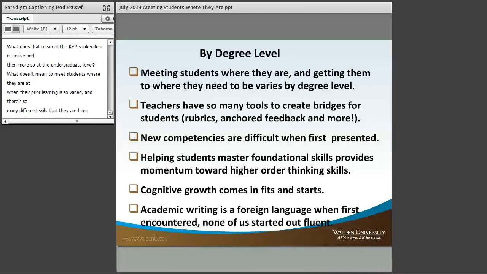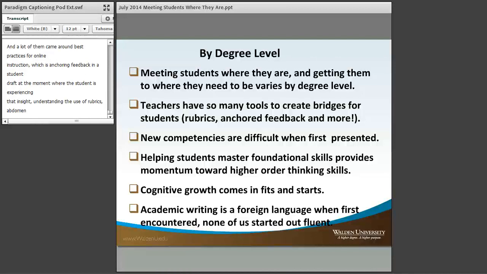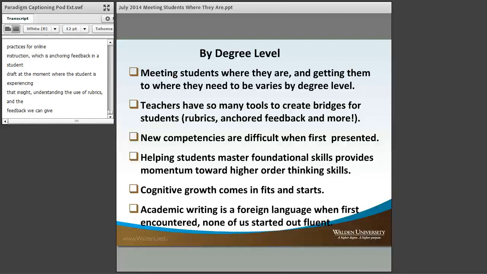So one of the things that we started to think about was, how are those connections made to the students where they're at and where we need them to be? What tools do we have? And a lot of them came around best practices for online instruction, which is anchoring feedback in a student draft at the moment where the student's experiencing that insight, understanding the use of rubrics and the feedback we can give inside of a rubric through points, and also in the comment section there.